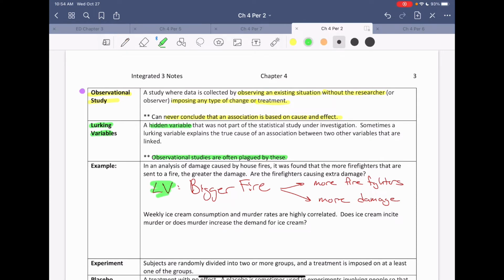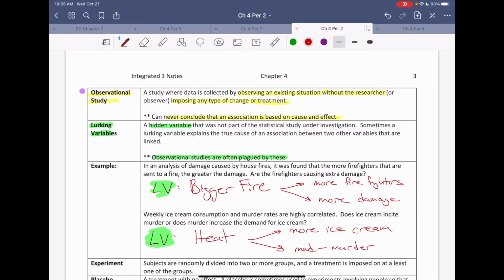Weekly ice cream consumption and murder rates are highly correlated. So does ice cream incite murder, or does murder increase demand for ice cream? So clearly neither one of those things creates the other. There's a lurking variable. And this one's kind of vague. You might not know this, but it's heat. If it's hot outside, people buy more ice cream. And studies show if it's hot outside, people get mad easier and might commit murder, right? That one's a little vague.